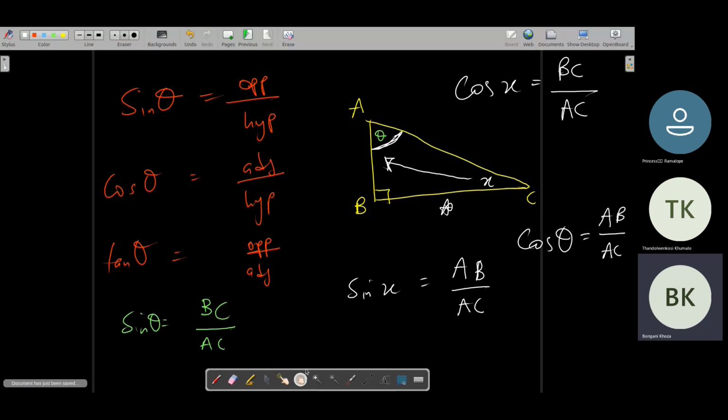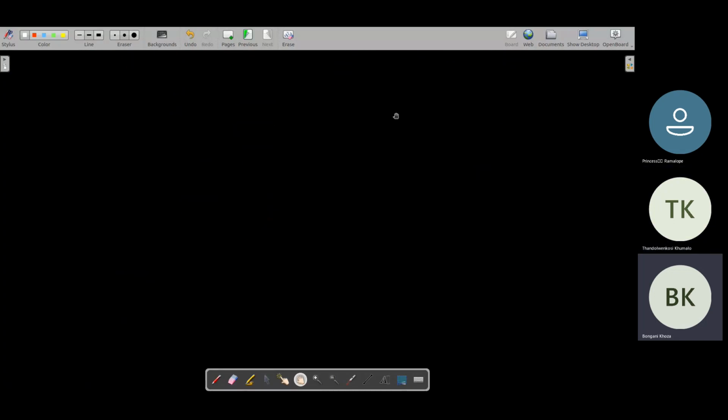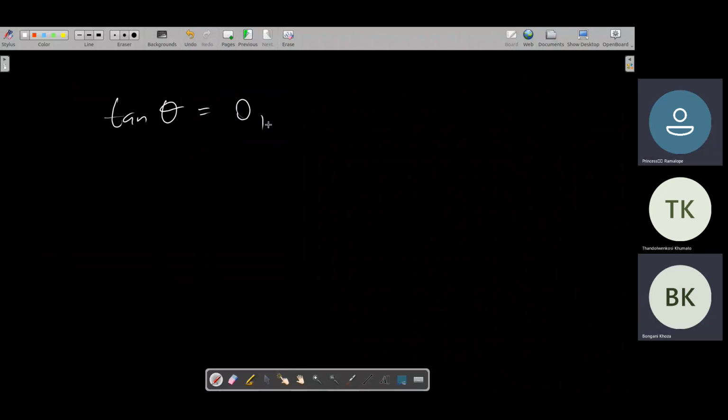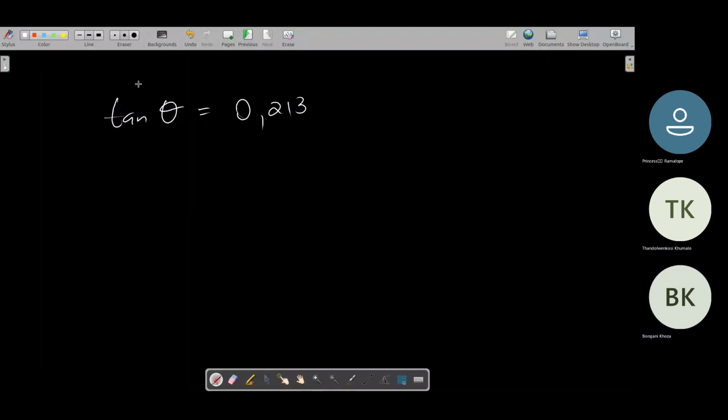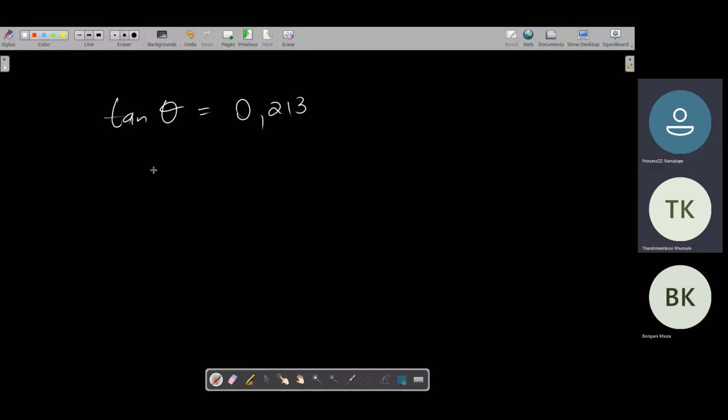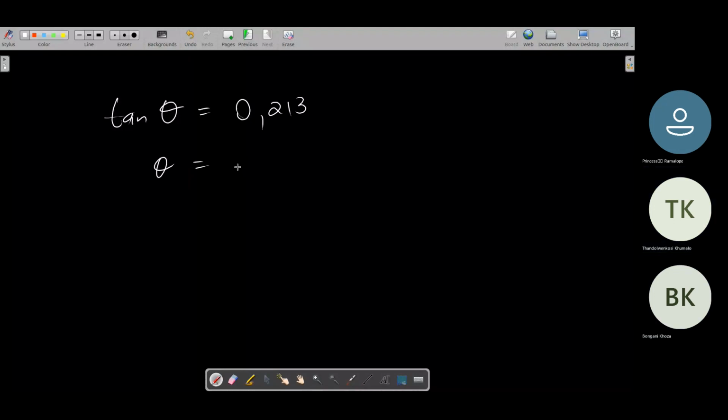Now my questions were asking you to find the actual value. You'd be given something like this: tan theta is equal to 0.213. Then you're supposed to find the value of theta and round off to a whole number. It's fine, we can round off to 2 decimal places. So how do we get theta here? What do we write?